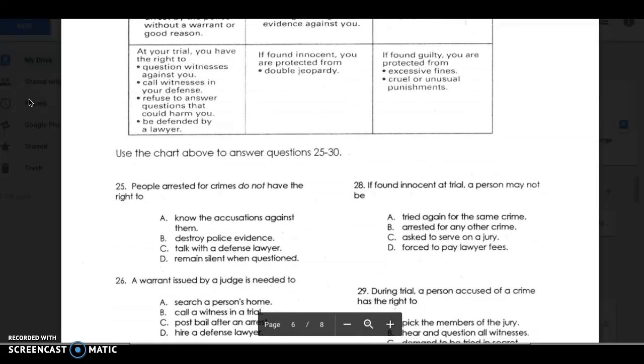People arrested for crimes do not have the right to A. Know the accusations against them. B. Destroy police evidence. C. Talk with the defense lawyer. D. Remain silent when questioned.